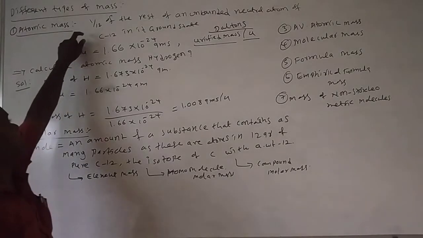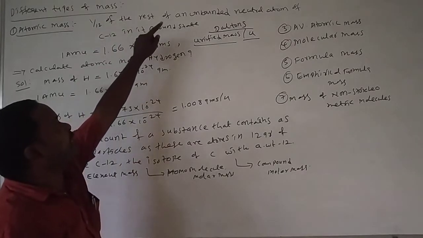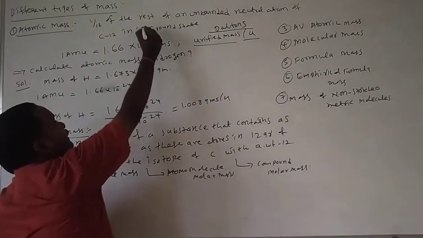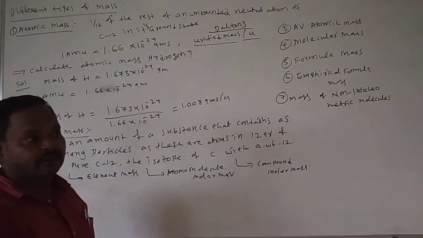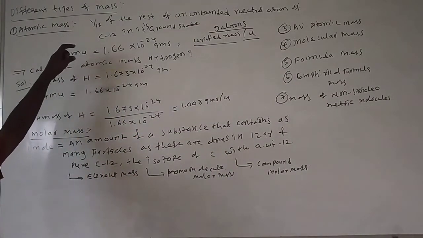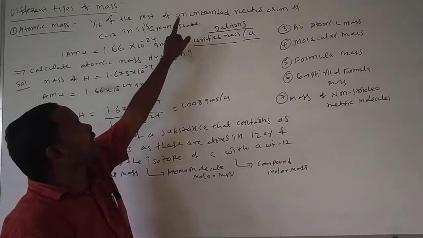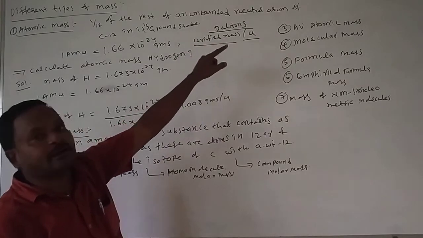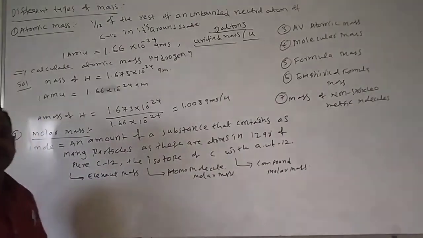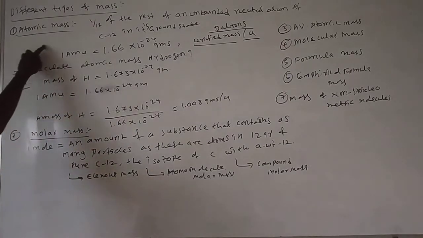What is the definition of atomic mass? 1/12th of the mass of an unbound neutral atom of carbon-12 in its ground state. That is the definition of atomic mass. The carbon atom's atomic weight, 1/12 of it, is simply called atomic mass.